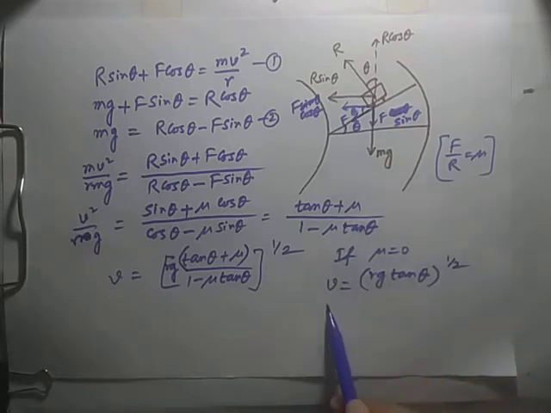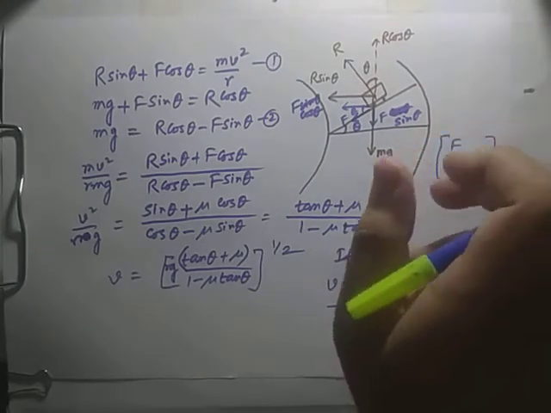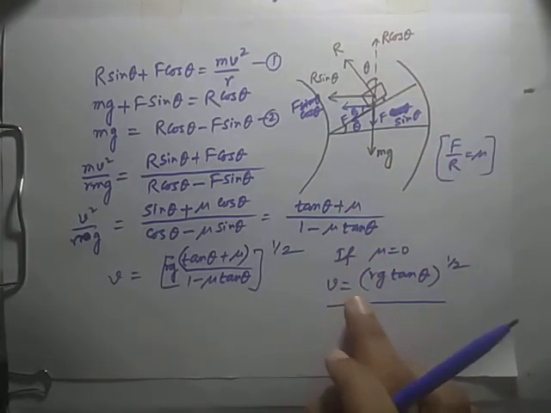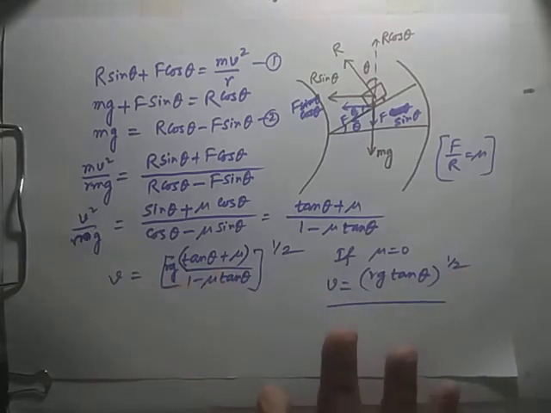So you can learn that two kinds of equations can come in the exam: considering the friction and considering no friction in the road. If there is no friction, the expression will be v is equal to (rg tan theta) to the power half, and if friction is there, you will get this one. Now next, we'll learn about the bending of a cyclist.